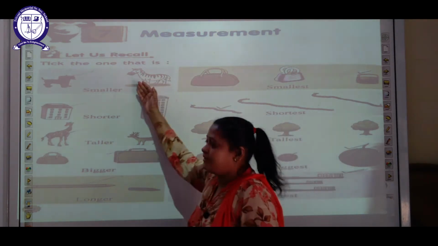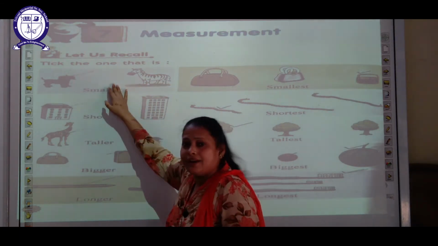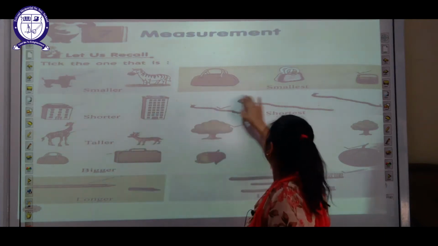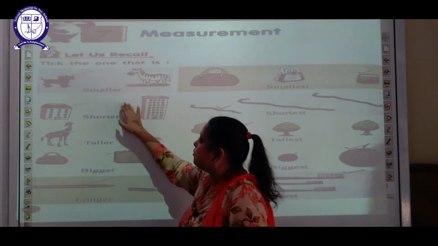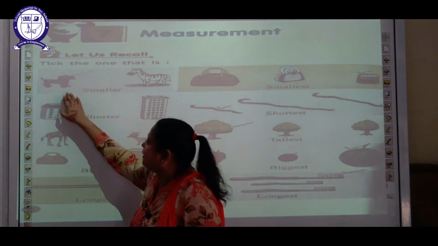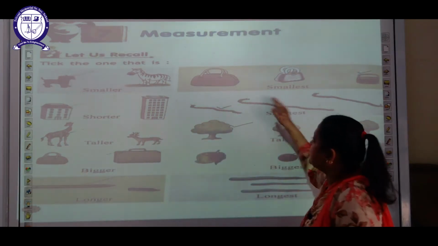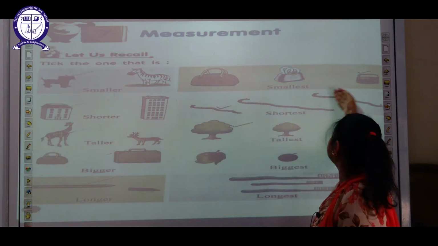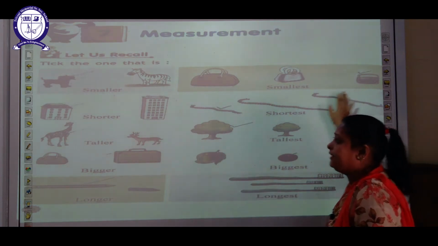Okay, let us recall. Tick the one that is smallest. Students, which is smaller? So, tick this picture. Now next is smallest. Which is the smallest bag, student? Tick on the smallest bag. This one is smallest. Okay, tick there now.